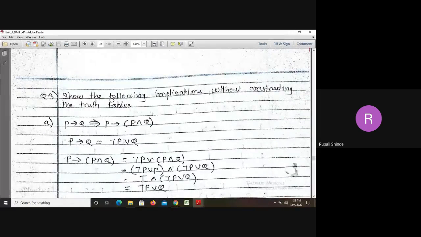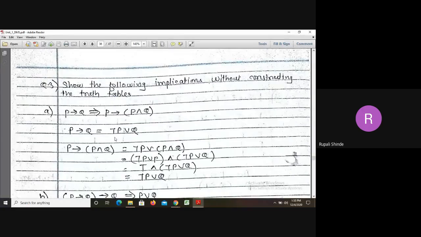Likewise, again, we can prove the implication. Here they have clearly mentioned that we should show the following implications without constructing a truth table. So we don't have to use a truth table. The first one is given as P conditional Q, which logically implies P conditional P and Q. So we have to check whether this is correct.